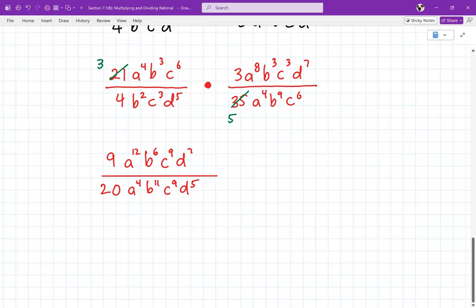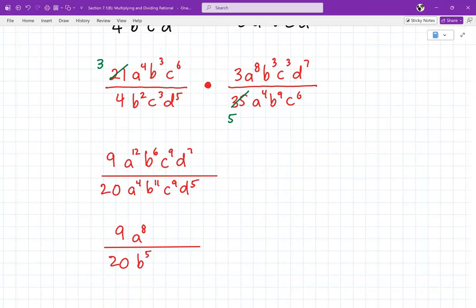Now I just got to worry about the letters themselves, right? So look at my a's. Well, let me write a fraction again. That way I can write them down instead of just saying it out loud. So 9 over 20. Now, my a's. A to the 12th over a to the 4th. So 12 minus 4 is 8. That's a positive number. That means that a stays on top with a power of 8. Now I move on to b. B to the 6th divided by b to the 11th. Well, 6 minus 11 is negative 5, right? So that's going to go down as a 5th power.